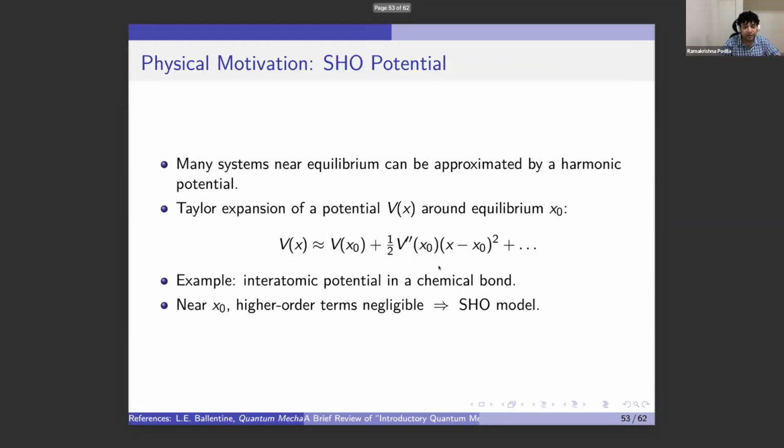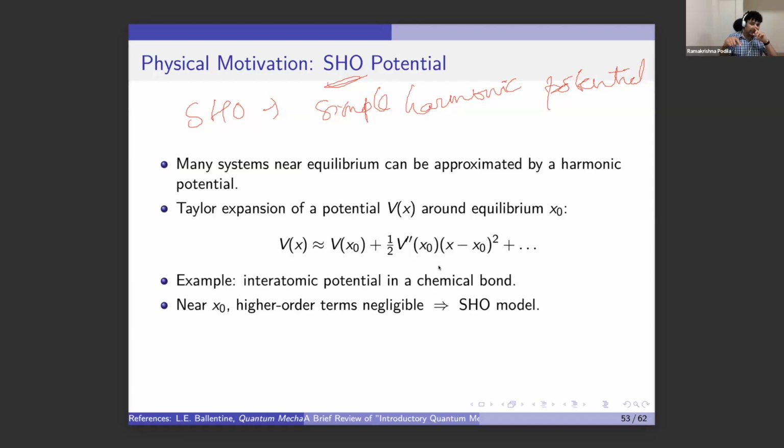The next potential that we are going to discuss is called the simple harmonic oscillator. SHO is simple harmonic oscillator. The main motivation behind this is that if I have any potential, for example a crystal lattice, where the atoms are arranged in a particular configuration, I know the potential at a particular location, but I want to know how the potential is changing around that location. Then I can expand it in what we call a Taylor series.